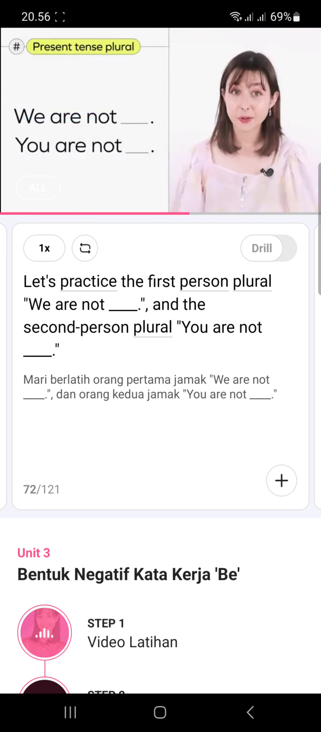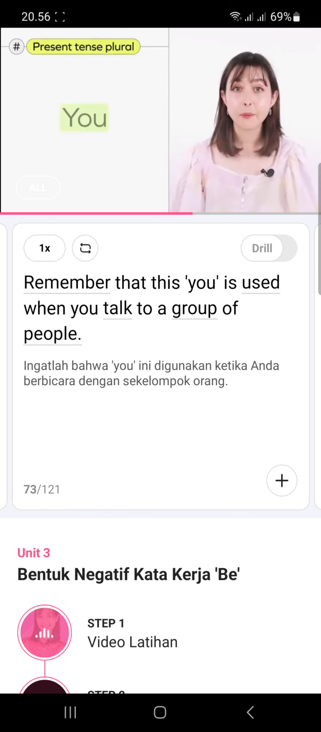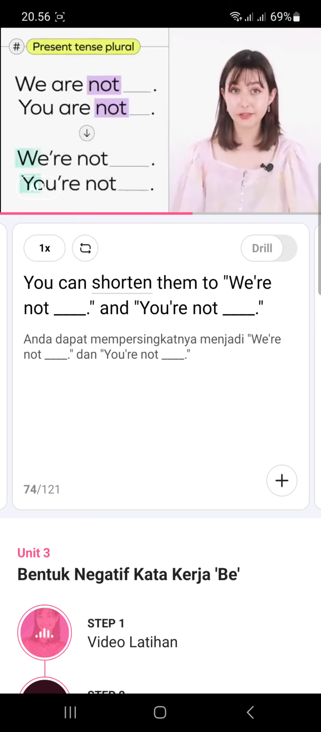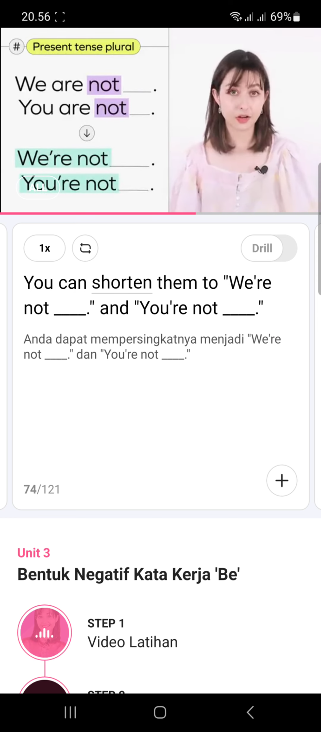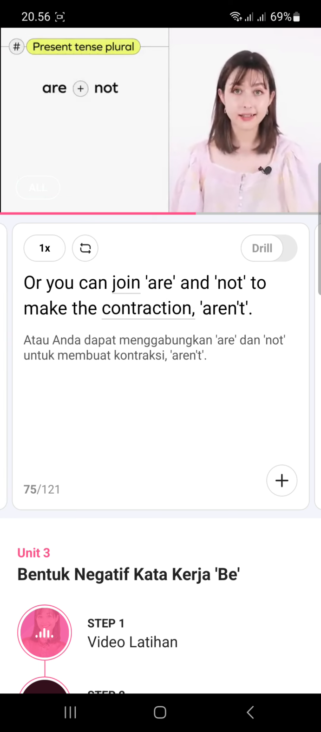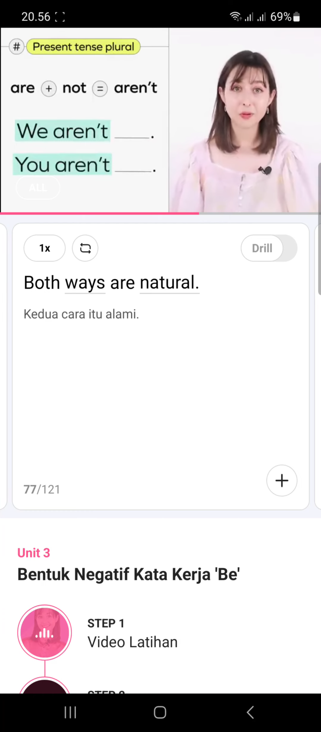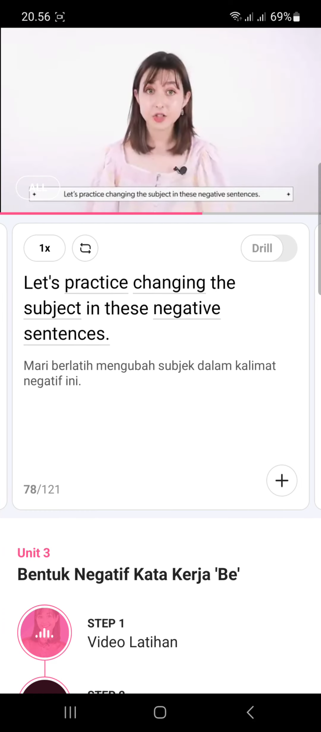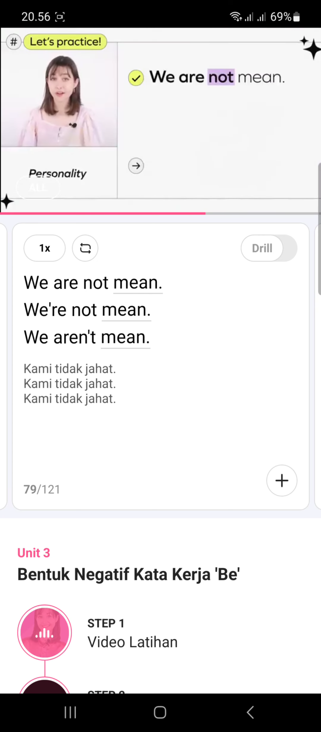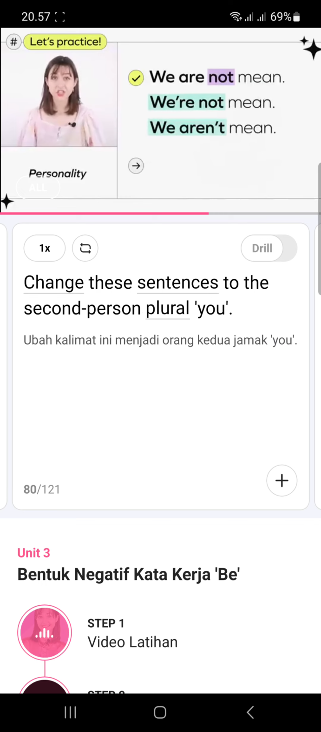Let's practice the first person plural, we are not, and the second person plural, you are not. Remember that this you is used when you talk to a group of people. You can shorten them to we're not and you're not. Or you can join are and not to make the contraction aren't. We aren't and you aren't. Both ways are natural. Let's practice changing the subject in these negative sentences. We are not mean. We're not mean. We aren't mean. Change these sentences to the second person plural, you.